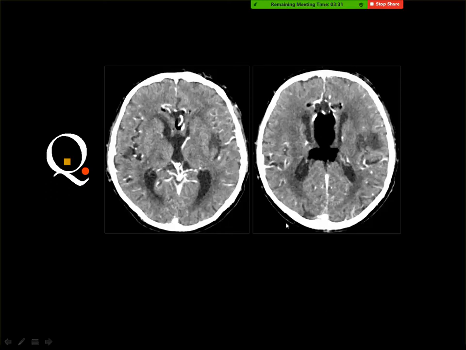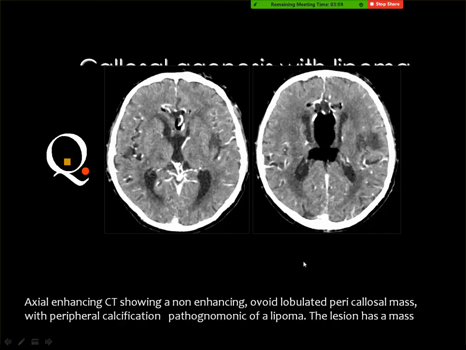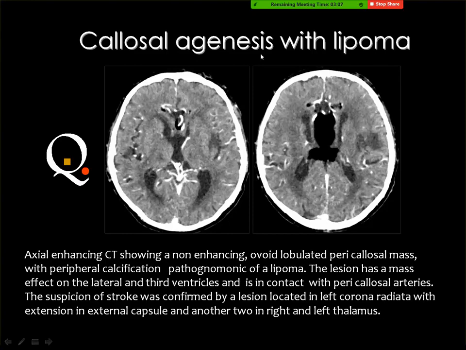Yes, and this is a CT scan with contrast, and you see the ventricles are separated from each other, meaning that the corpus callosum is present, and you got a very jet black lesion in the corpus callosum, and this is fat, meaning that there is agenesis of the corpus callosum associated with lipoma as well. Then this is callosal agenesis with lipoma.